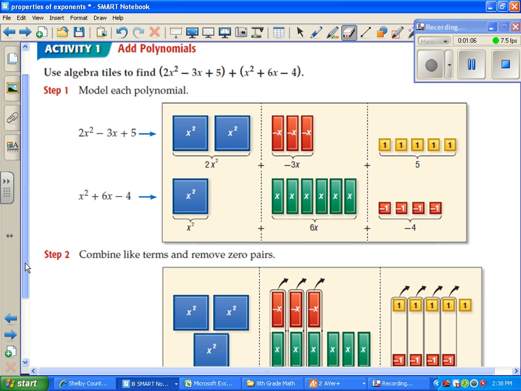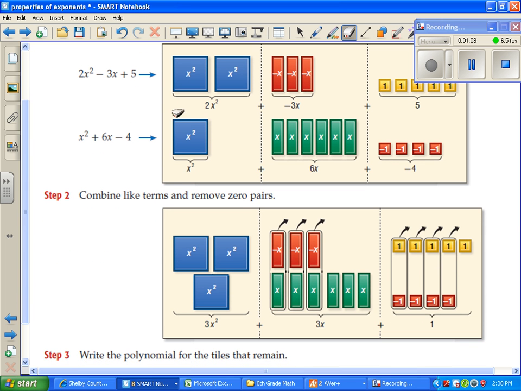So the next step is to combine your like terms. So we're going to put all of our x squareds together, and are they all positives? So I end up with 3x squareds. Now I look at all my x terms. I have 3 pairs that zap out. I cross those out. I'm done with them. Don't need them again. They're gone. And I'm left with just 3 x's.